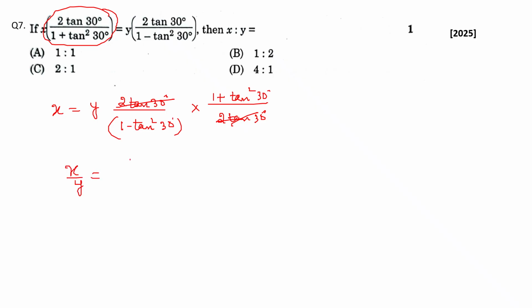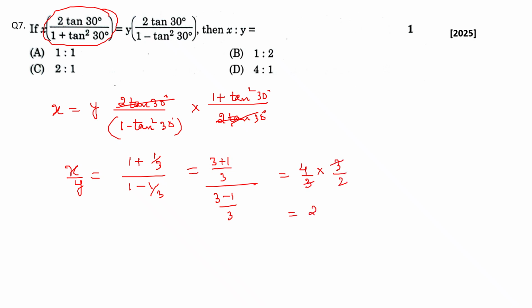Now tan 30 is 1 by root 3. So tan square 30 is 1 by 3. 1 minus 1 by 3. Take the LCM. So 3 plus 1 by 3 divided by 3 minus 1 by 3. So 3 plus 1 is 4 by 3. Now write the reciprocal of the denominator. So it is 3 by 2. So the answer will be 2 by 1, which is 2 is to 1. So C will be the correct option.